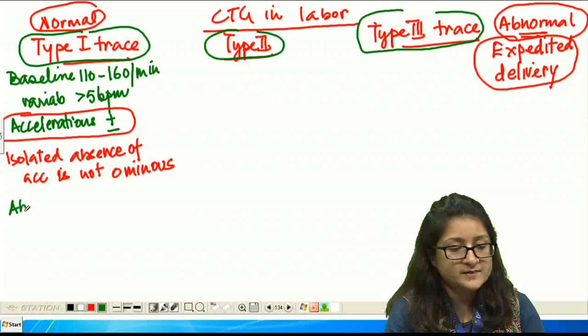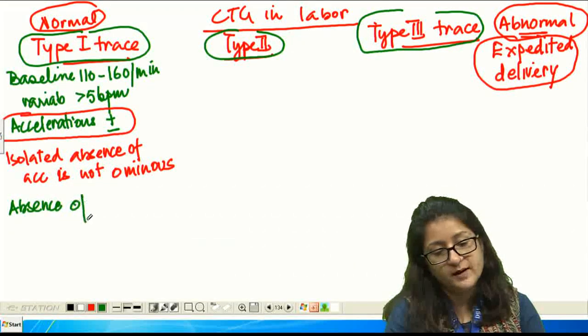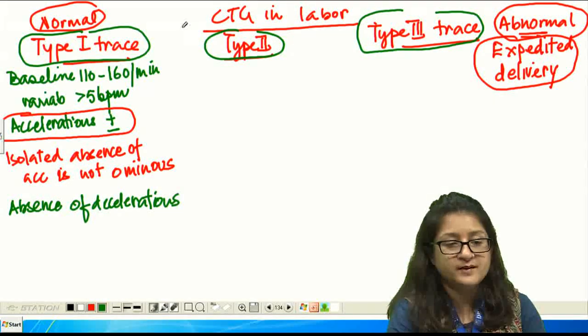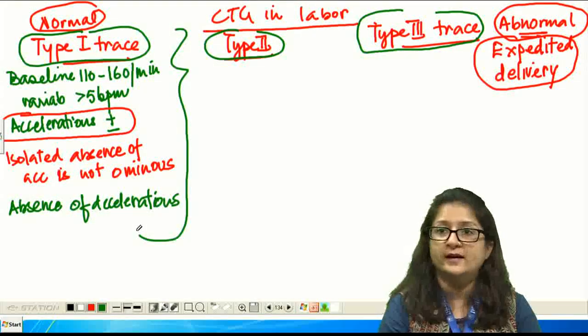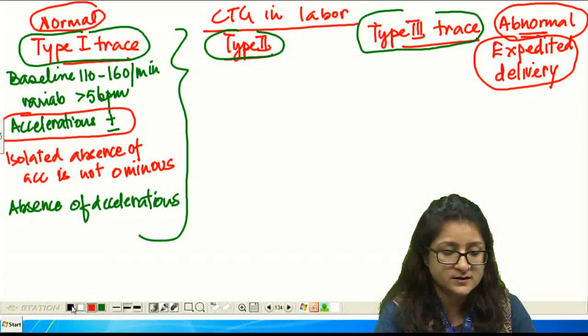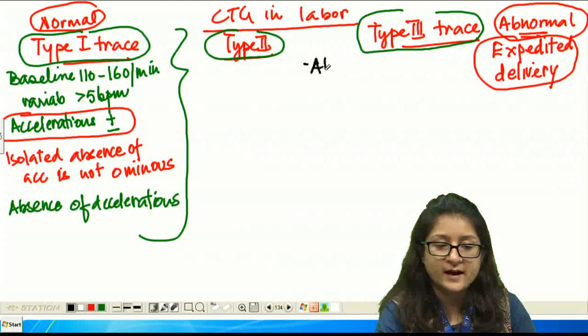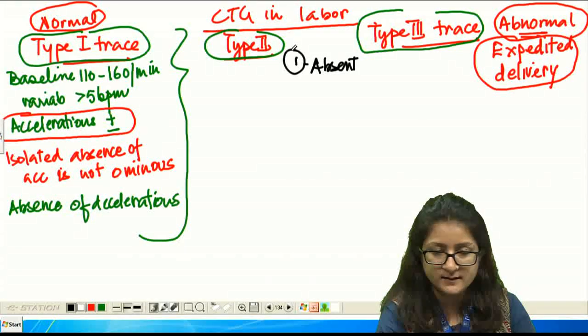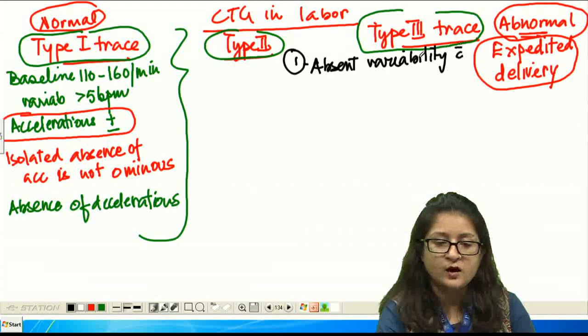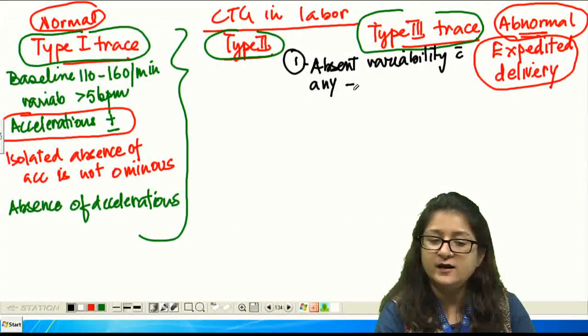Secondly, there should be absence of decelerations. There should be no decelerations. Then this is a type 1 trace, that means everything is going on fine. But then there is a type 3 trace. A type 3 trace is whenever there is absent variability with any of the following.